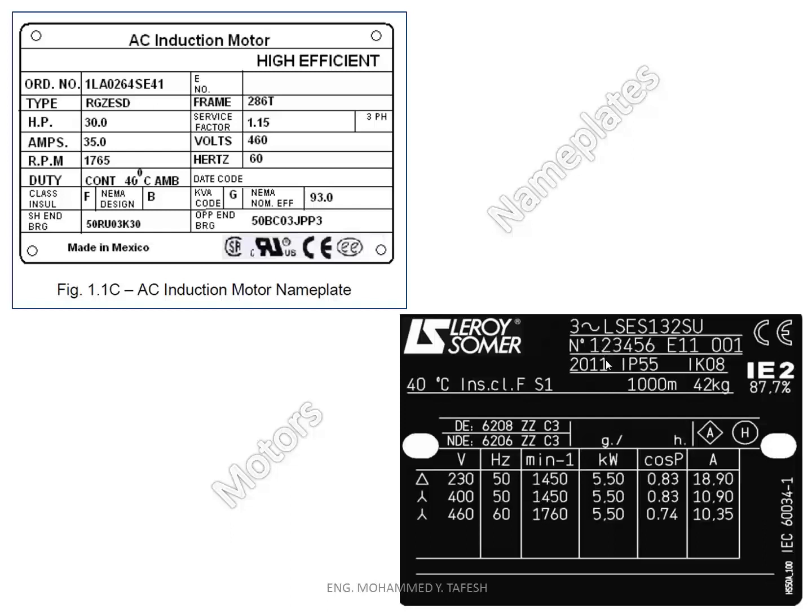Year of production 2011, IP 55, the international protection value, and 42 kilogram is the weight of the motor.